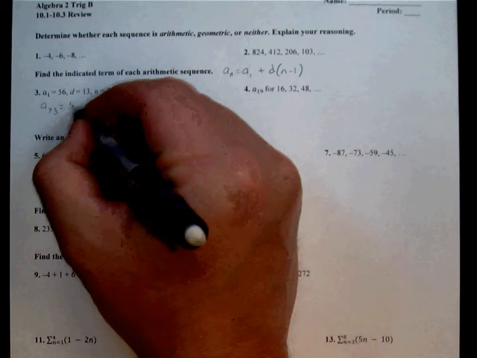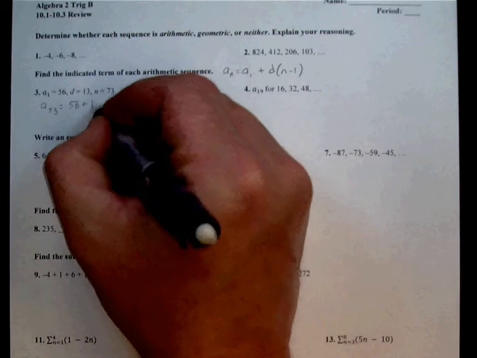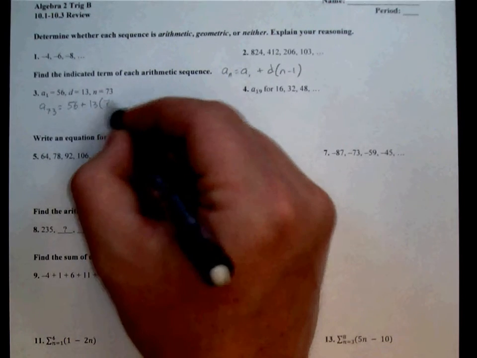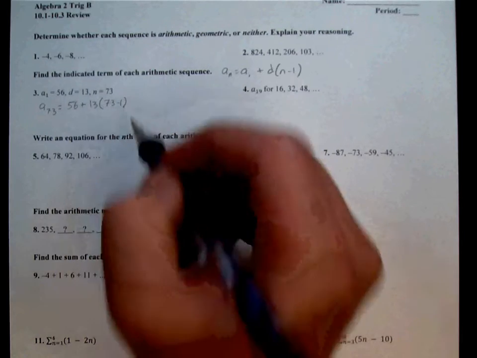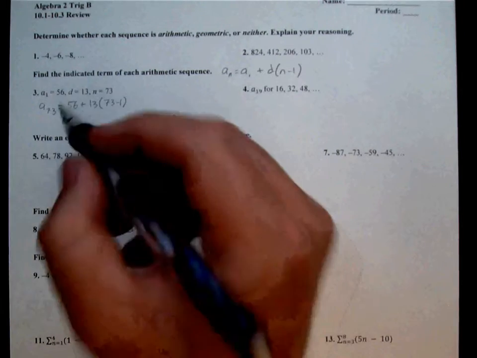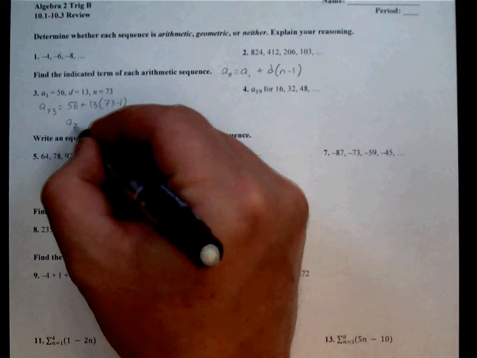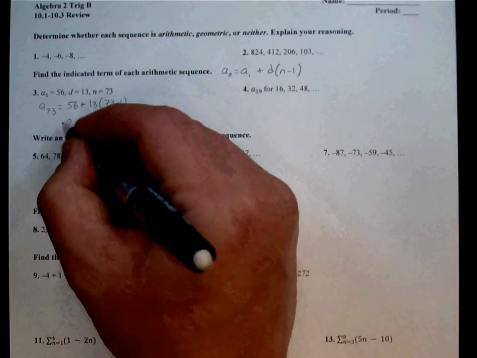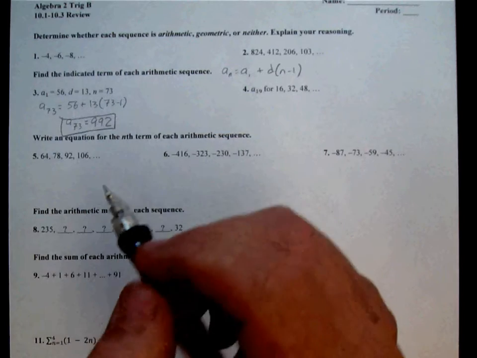So you start with your first term plus what it is that you're adding every time. I'm going to the 73rd term, so it's 73 minus 1. And then I can just plug that in the calculator. You have a total of 992, so your 73rd term would be 992.